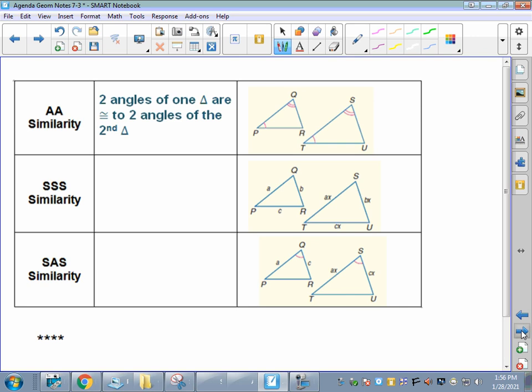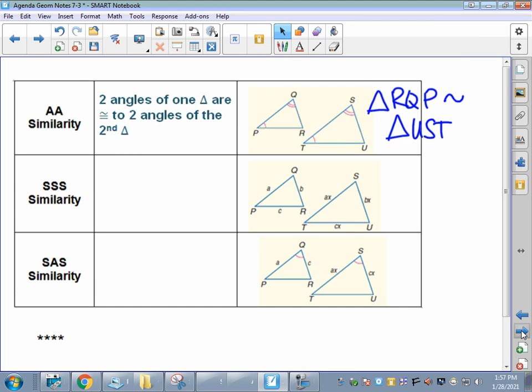So therefore, we could say that triangle, I'm going to name the first one as RQP, is similar. If I name the first one RQP, how are you going to name the second one? UST. Remember, in the similarity statement, the order matters, so be really careful. I'm going to try to trick you and ask you questions.